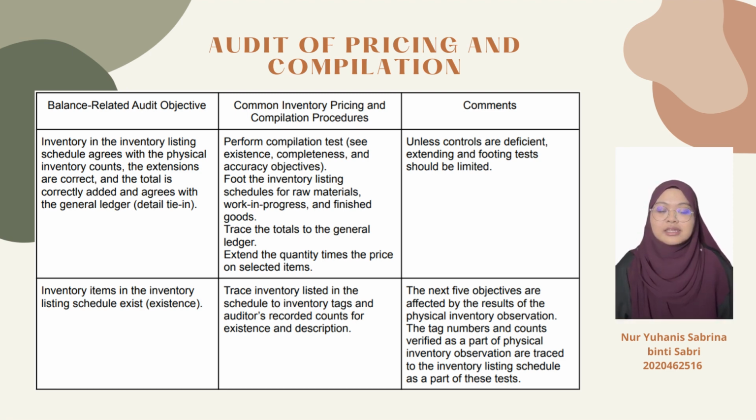The second balance-related audit objective is that inventory items in the inventory listing schedule exist, which is existence. The procedure is to trace inventory listed in the schedule to inventory tags and auditors' recorded counts for existence and description. The comments are, the next five objectives are affected by the results of the physical inventory observation. The tag numbers and counts verified as a part of physical inventory observation are traced to the inventory listing schedule as a part of this test.